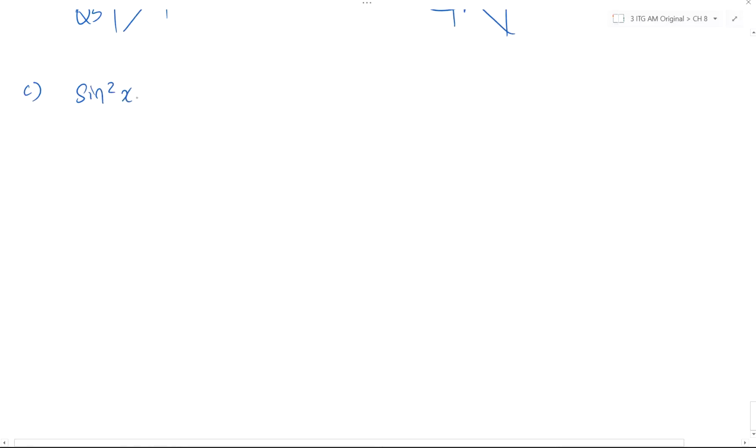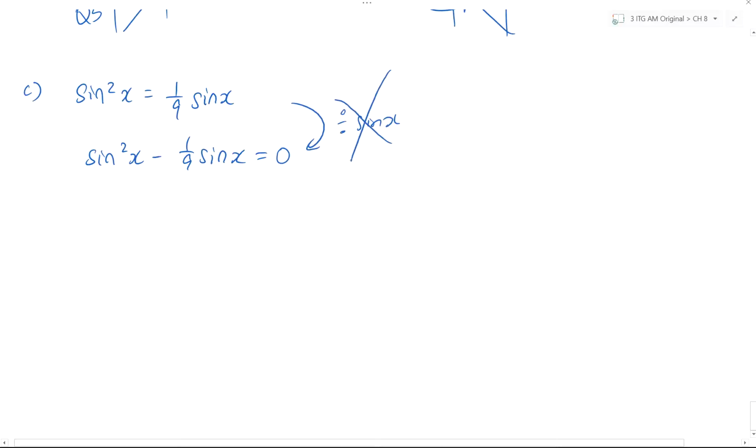Sine square x is 1 over 9 sine x. Is it on the form on the board? No, obviously not. I've got a sine square and I've got a sine with a coefficient of 1 over 9. So what should we do? Move. Minus. So sine square x minus 1 over 9 sine x equals to 0. Please don't go and divide by sine x over here, because if you do that, you'll be wrong. So we bring it over and we factorize now.